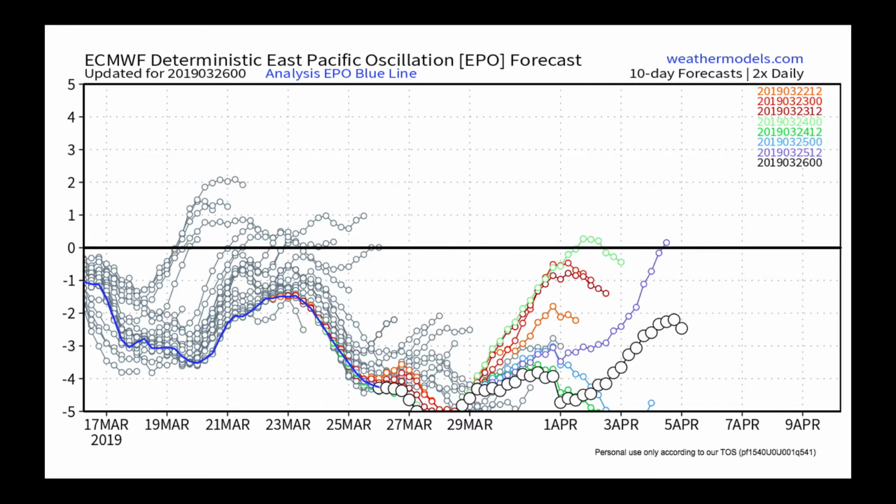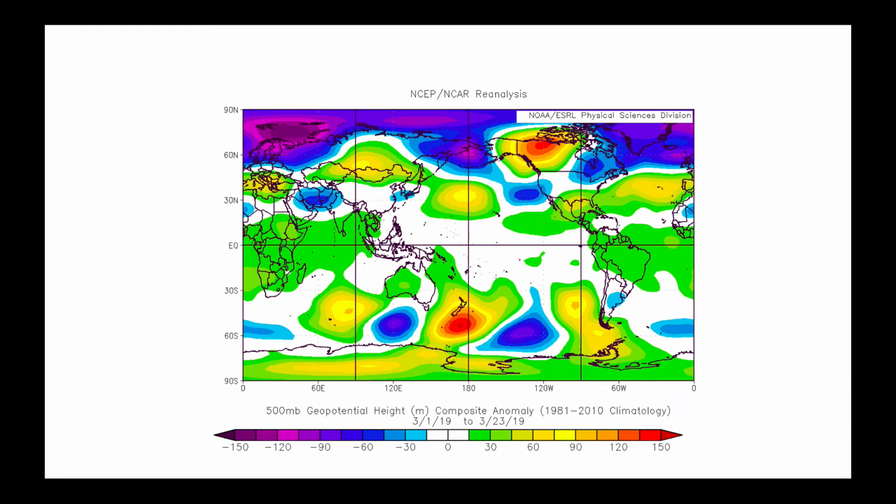And essentially, when things are in the negative phase, where we have been much of mid-March and we're going to stay there all the way into the beginning of April, this tends to feature a big ridge sitting over Alaska at times. And that changes where the moisture flows into the West Coast.